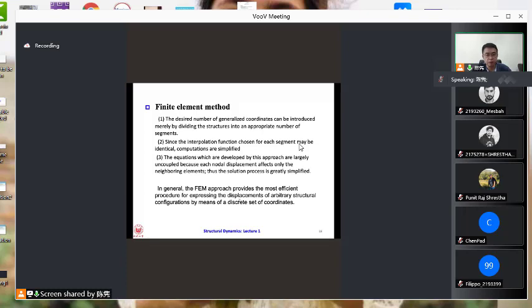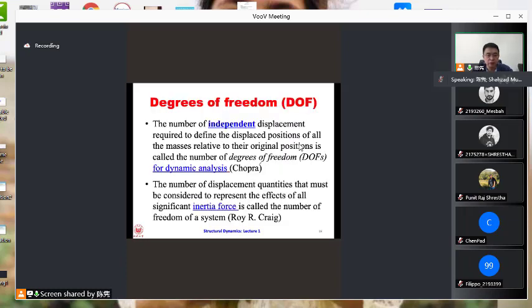Because the desired number of joints can be introduced by dividing the structure into an appropriate number of segments. So you have to use certain segments. And then the interpolation function, the so-called shape function, you can use the same type of elements, and therefore you can apply this to any type of structure. Okay, basically we have these three ways. And all these three ways involve degrees of freedom.